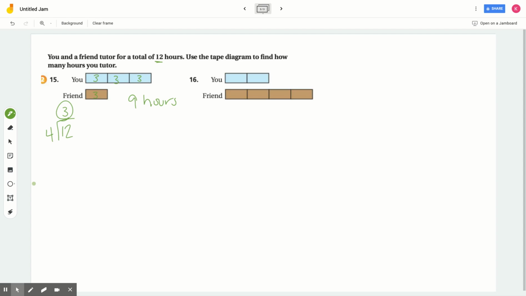Go ahead and try number 16 on your own. Again, we know that our total number of hours is 12, and there are 6 sections this time. So 12 divided by 6 is 2. So every section is worth 2 hours. So if I have 2 sections of 2 hours, I tutor for a total of 4 hours.